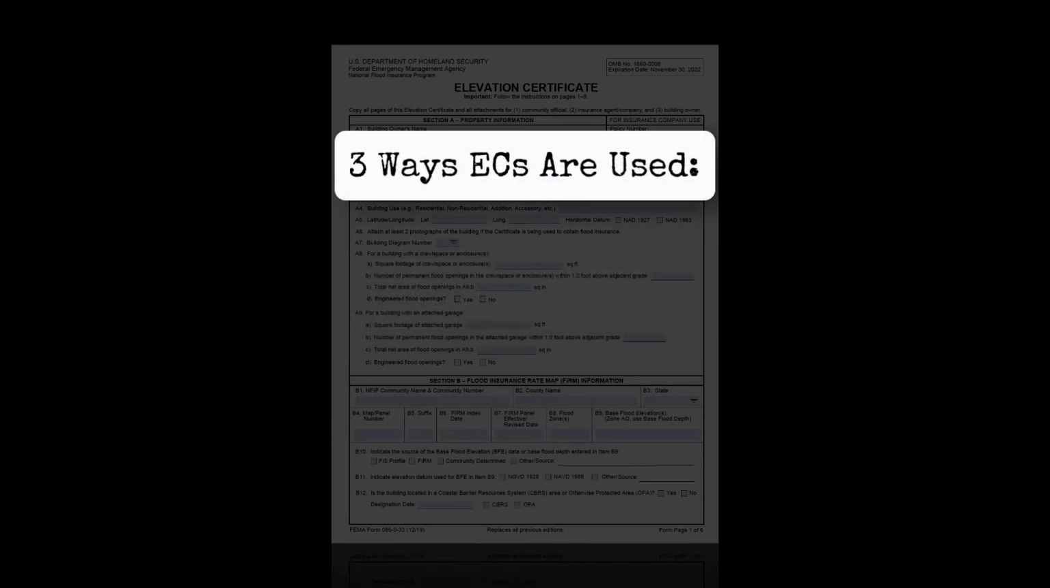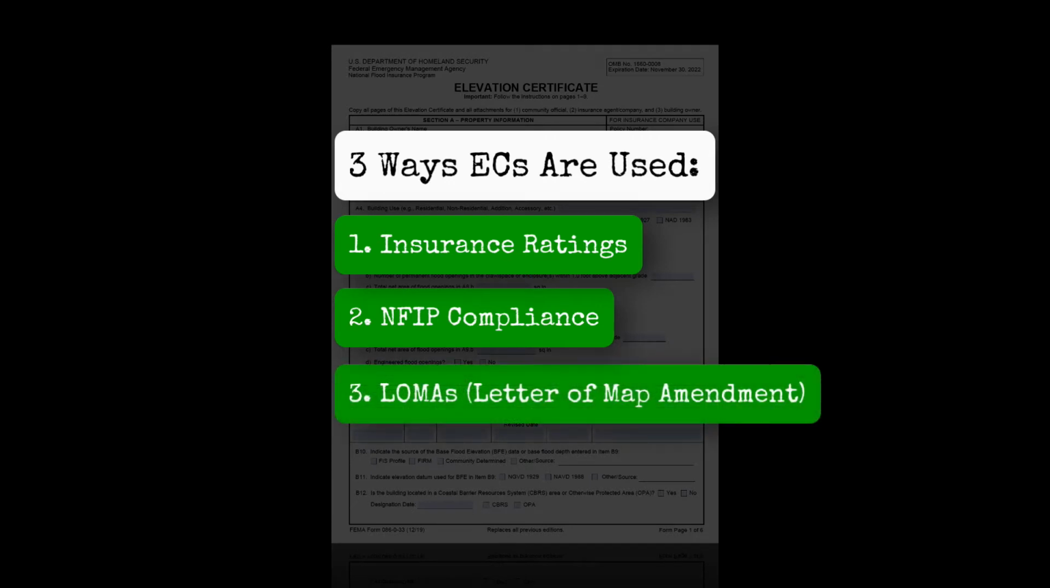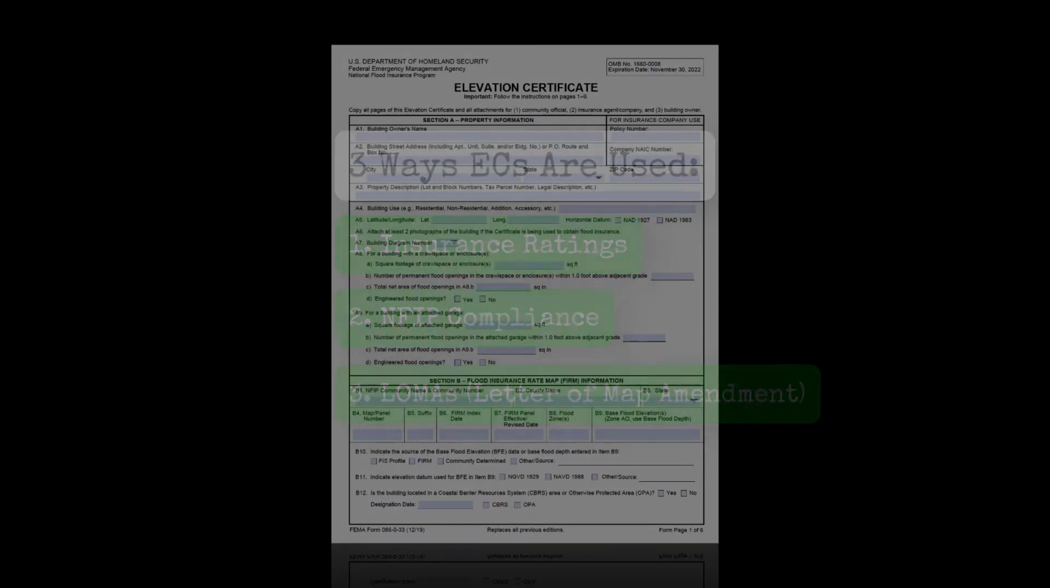ECs are primarily used for three main purposes: insurance ratings, to make sure the building is properly rated; NFIP compliance, as a way to document whether a building was constructed compliantly or not; and LOMAs. The EC is an integral part of the LOMA process to show whether the building is in or out of the SFHA. ECs filled out for LOMAs are not required to be submitted by CRS communities, so for the purposes of this training, we will not address ECs for LOMAs.